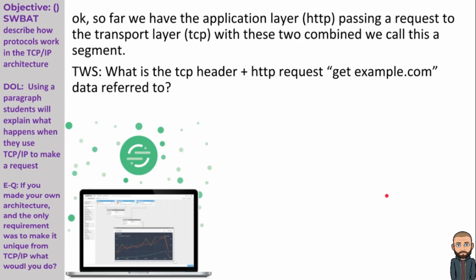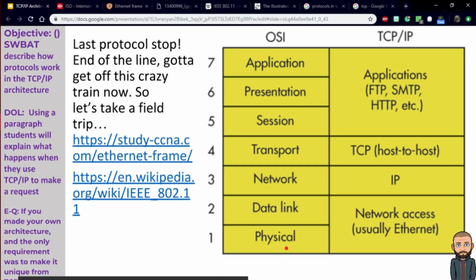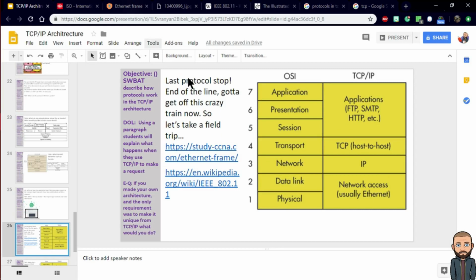So okay, so far we've gone through the application layer, passing a request to the transport layer. With these two combined, we call this a segment. After that, we tacked on an IP header, so now that leaves the very last one. This is our last stop. It's the end of the line. Let's get off this crazy train. We're going to take a quick field trip before I give you your DOL here.